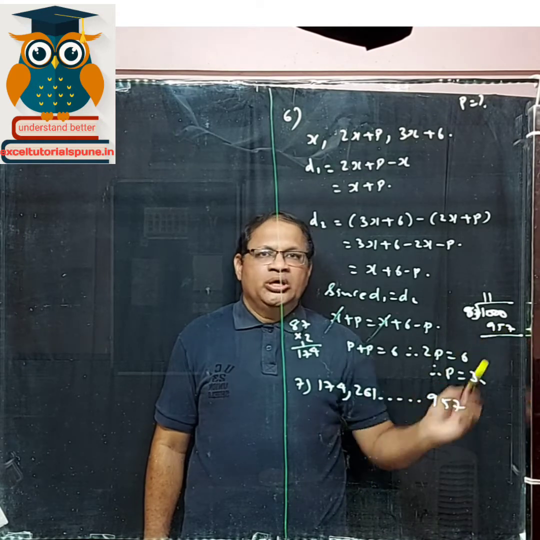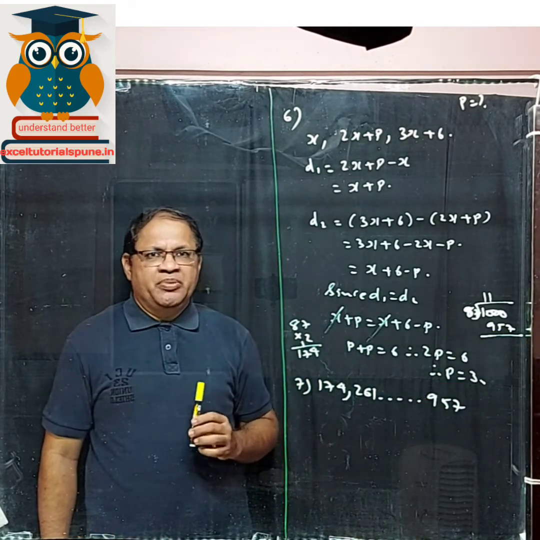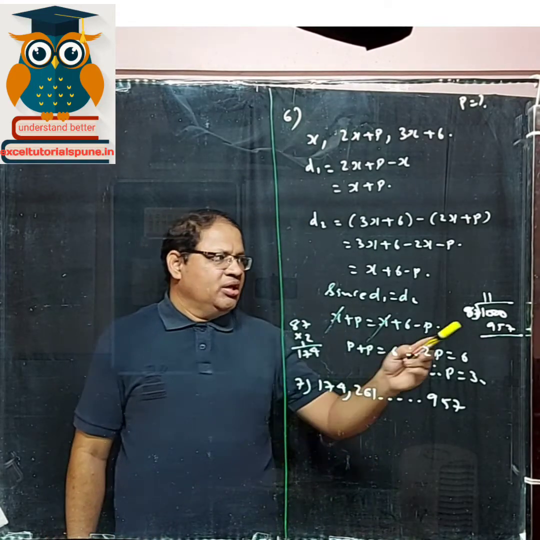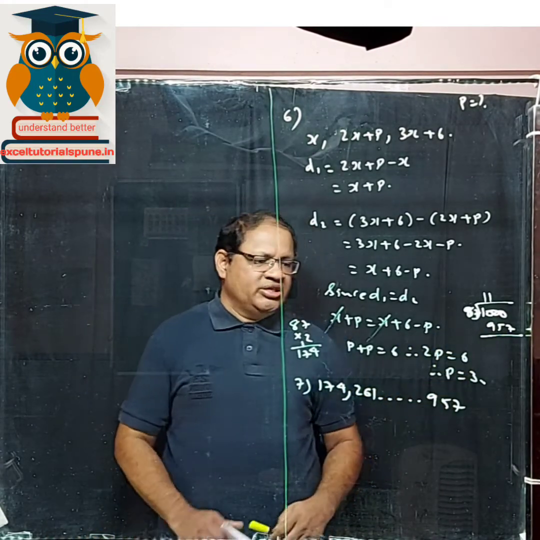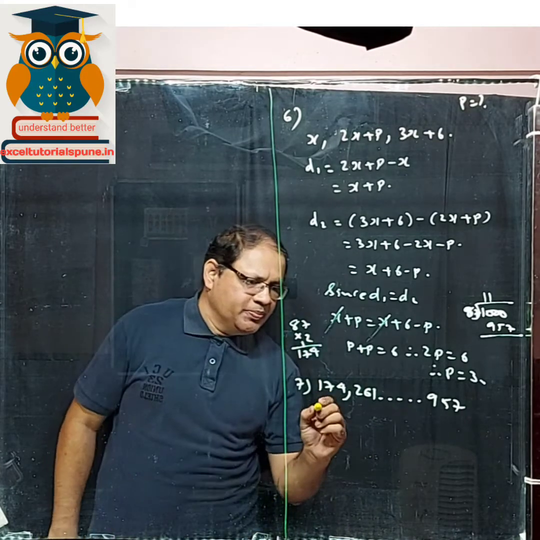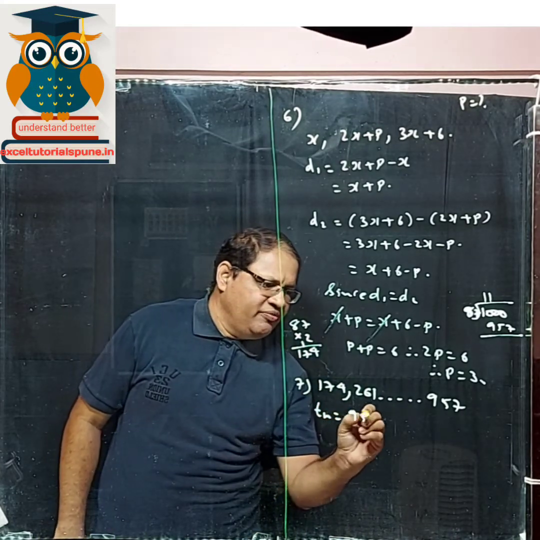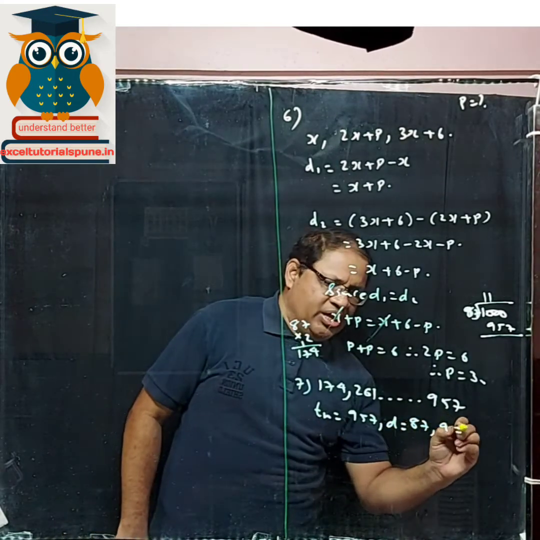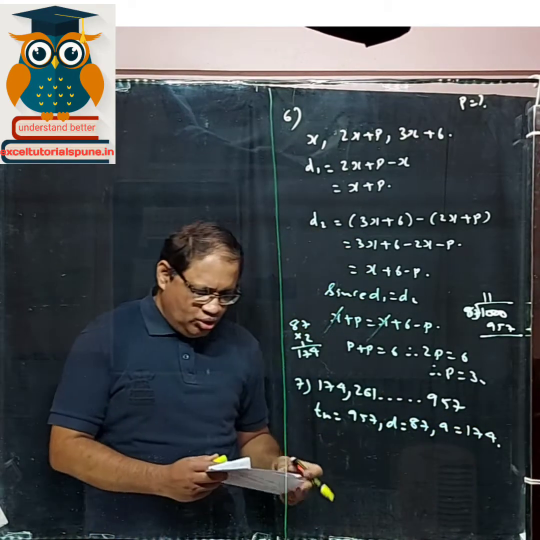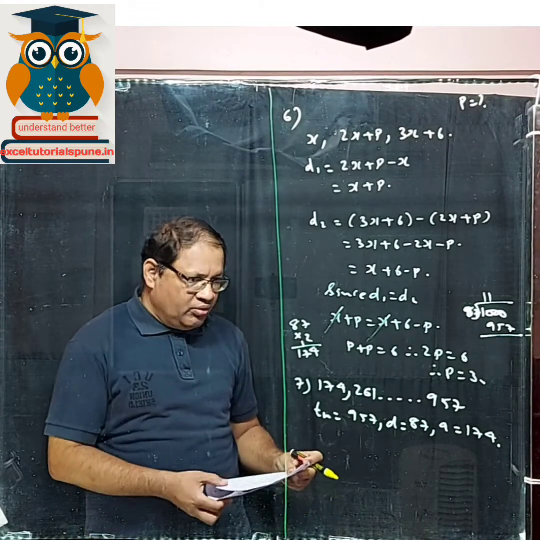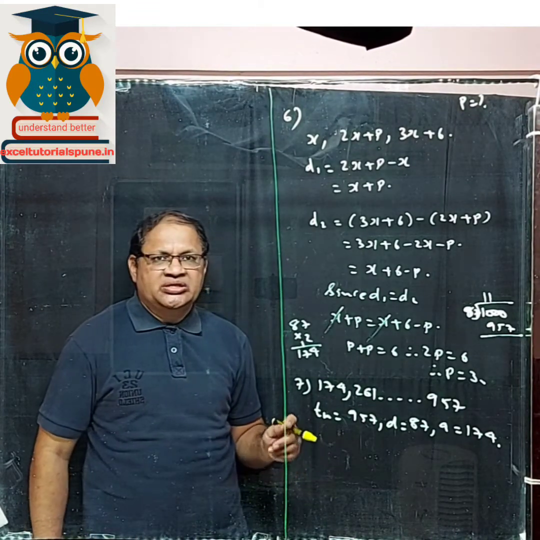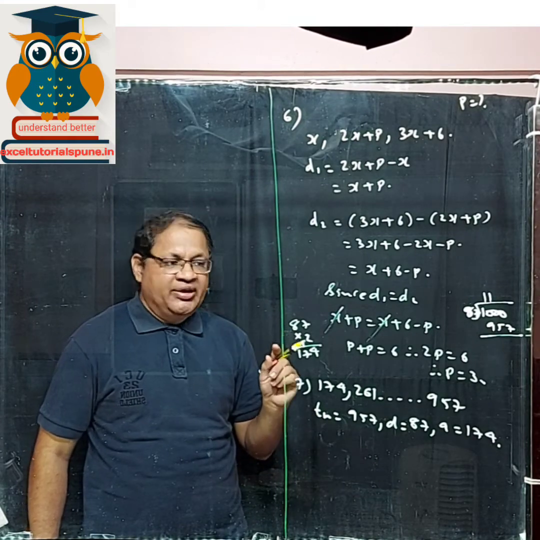So the largest 3-digit number which is divisible by 87 is 957. So that's how we get Tn over here, which is 957. D, of course, is 87. A is 174. So what do you have to find now? We have to find the number of terms, that is n.